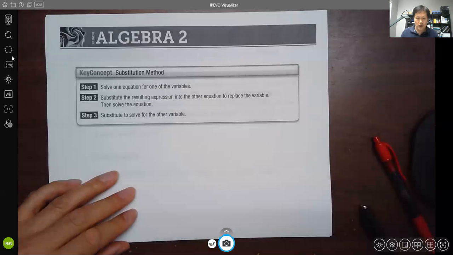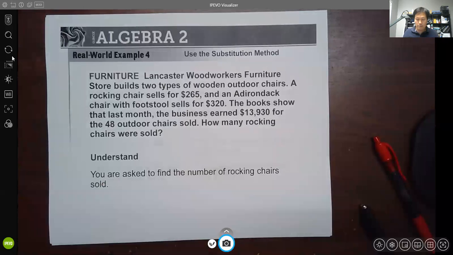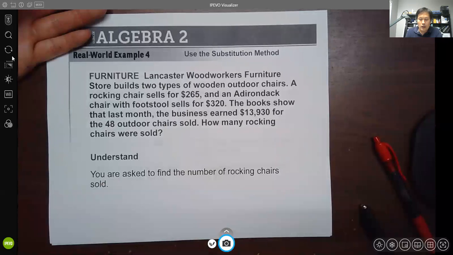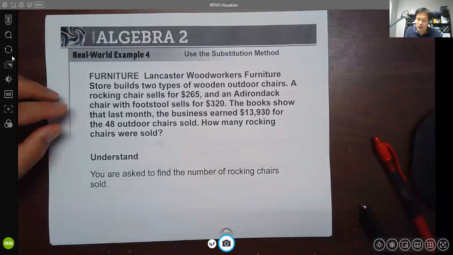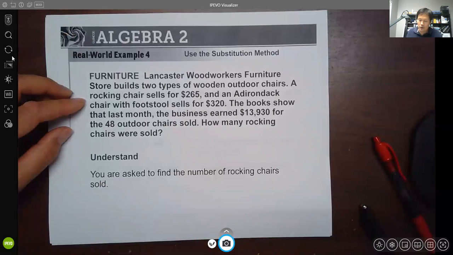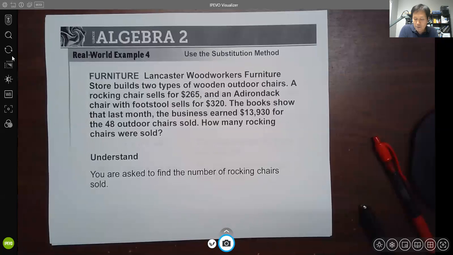Substitution method. Okay, from time to time, substitution works better. Example 4. Lancaster Woodworkers Furniture Store builds two types of wooden outdoor chairs. A rocking chair sells for $265, and an Adirondack deck chair with a footstool sells for $320. The books show that last month the business earned $13,930 for the 48 outdoor chairs sold. How many rocking chairs were sold?